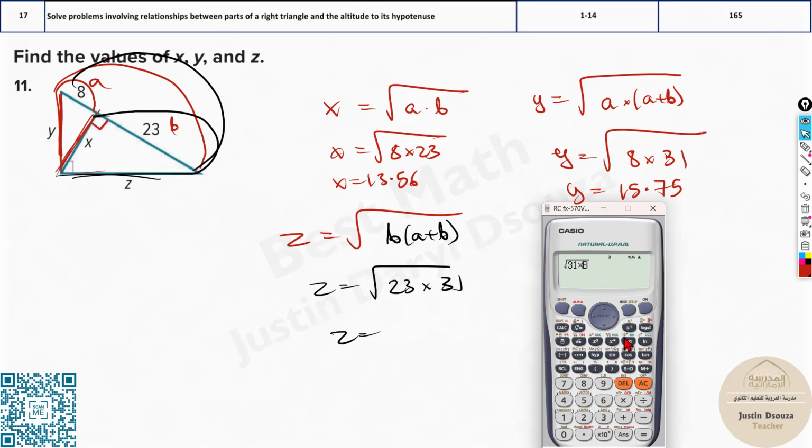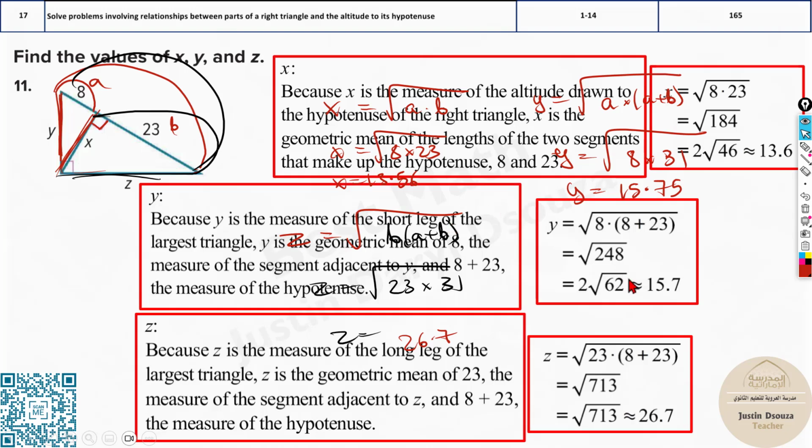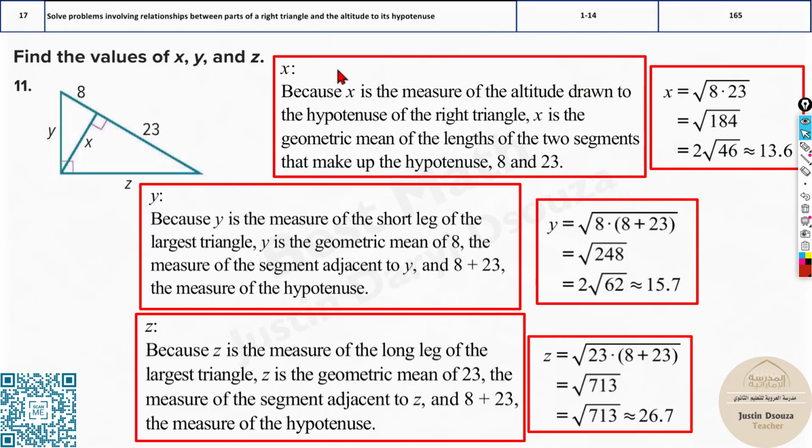31 times 23 here. That is the answer. 26.7. It's 26.70, so it's just 26.7. So these are the answers. See, it's 26.7, 13.6 and 15.75, which I've written. That's fine, no need of writing all that. Directly you can find the values.